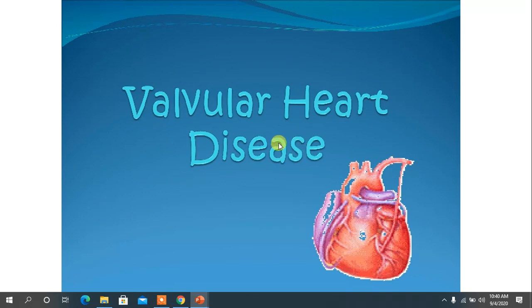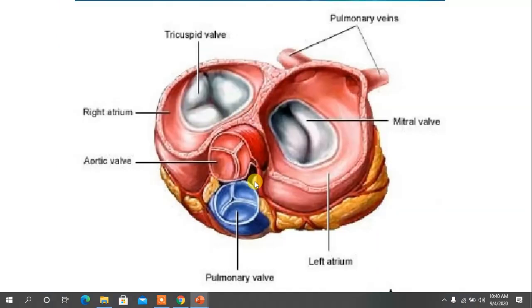So first of all, we are going to see valvular heart disease. Only a brief mention of valvular heart disease will be given here, as given in the KLM, and details are not needed here because you will see the more clinical aspects later on.